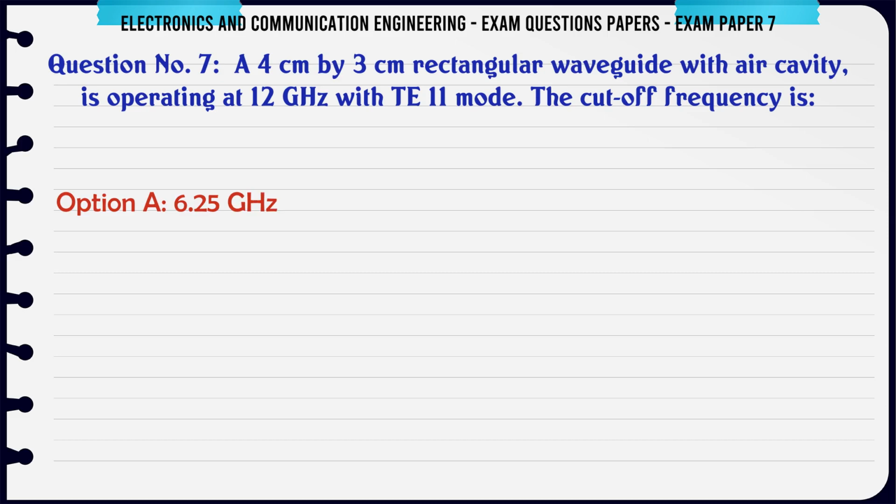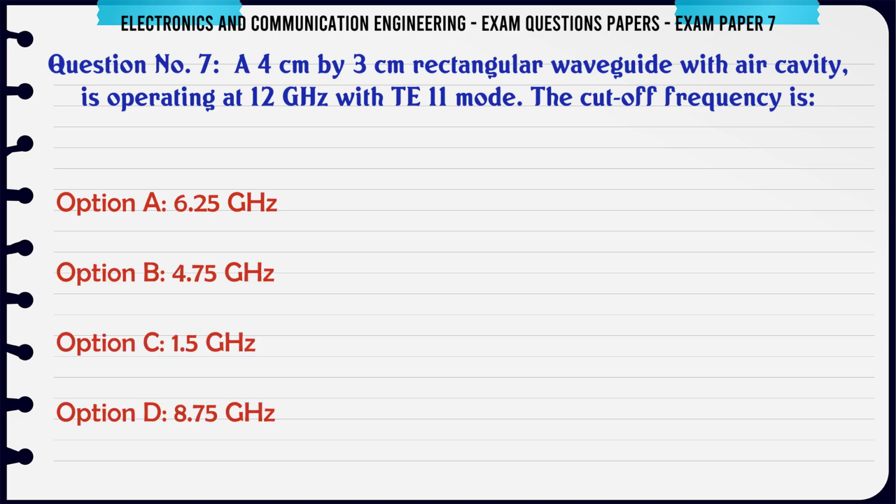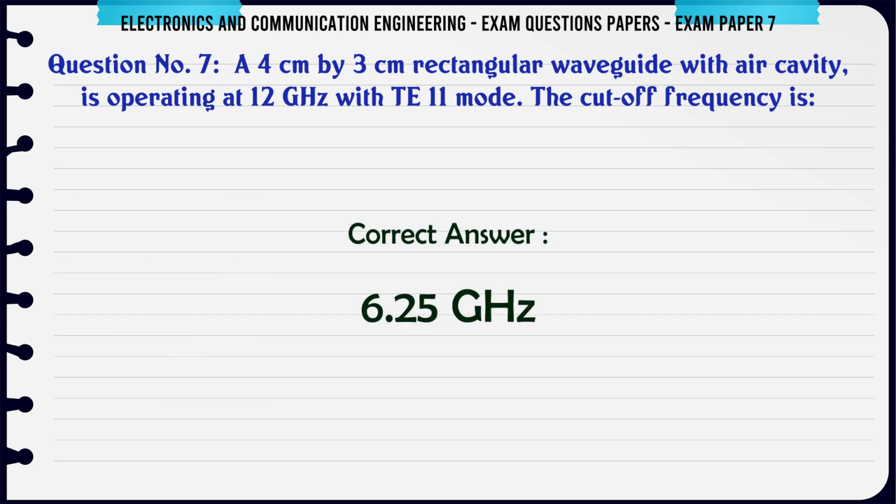A 4 cm by 3 cm rectangular waveguide with air cavity is operating at 12 GHz with TE11 mode. The cutoff frequency is A 6.25 GHz, B 4.75 GHz, C 1.5 GHz, D 8.75 GHz. The correct answer is 6.25 GHz.